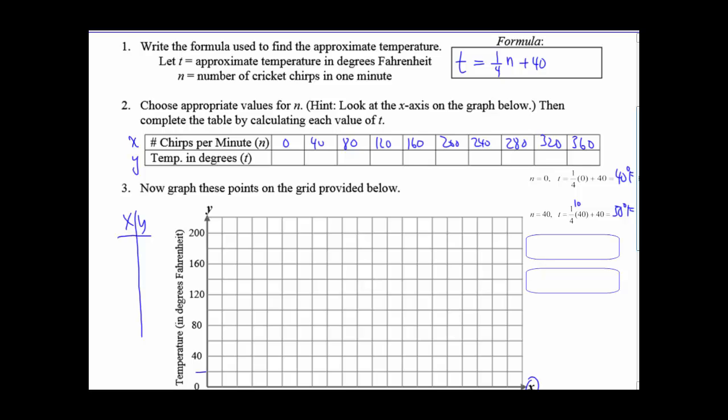If we go to the next one, 80, we take 1/4 of 80 plus 40, which is 20 plus 40, so now we're at 60 degrees. If we do one more, usually I show work for about 4 or 5, we take 1/4 of 120, which is 30, and then add 40, which gives us 70 degrees. Okay, so take a minute, fill out the rest of the chart, and check back with me in a few minutes.